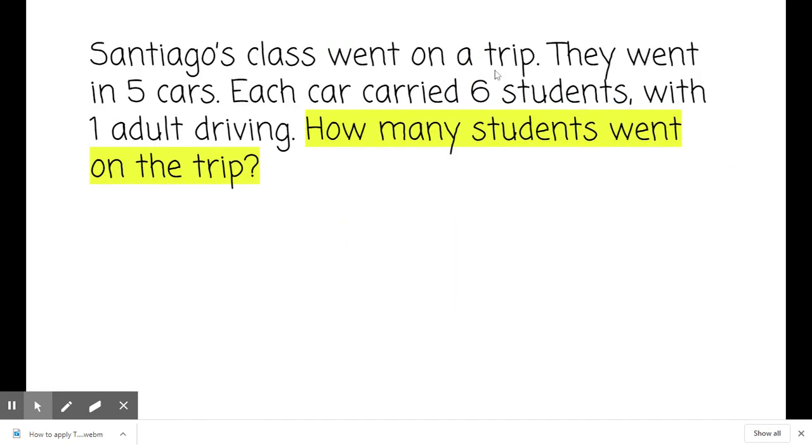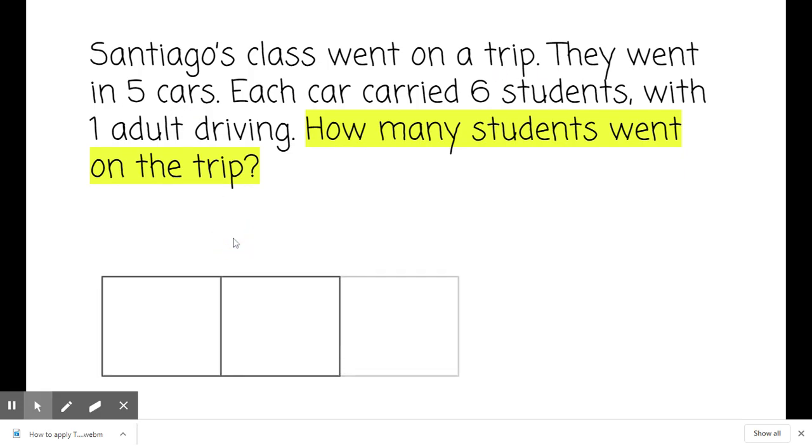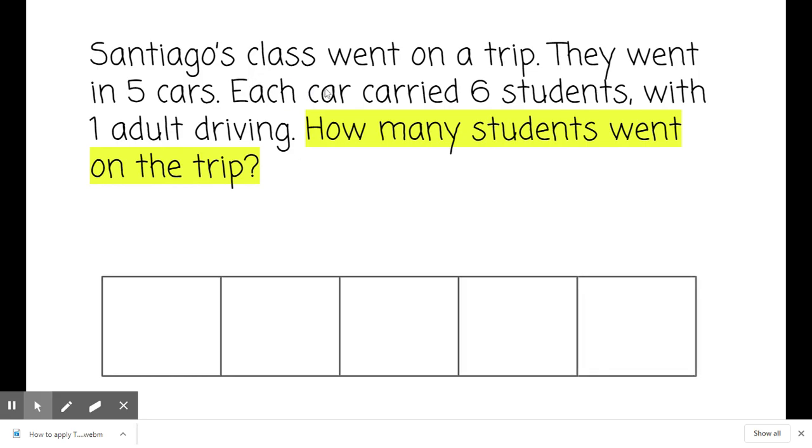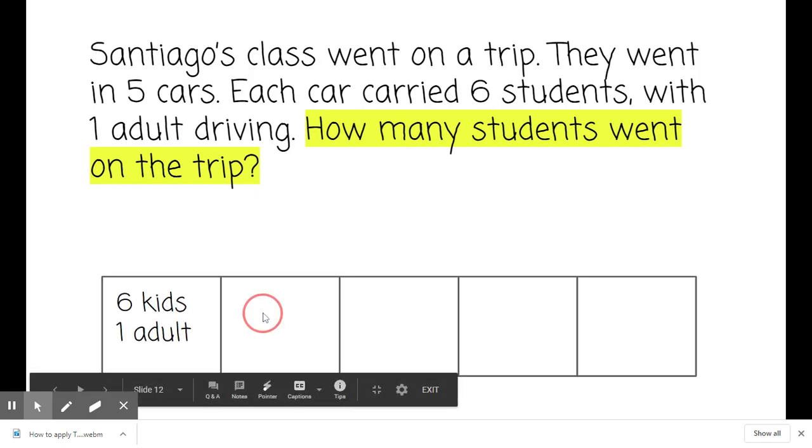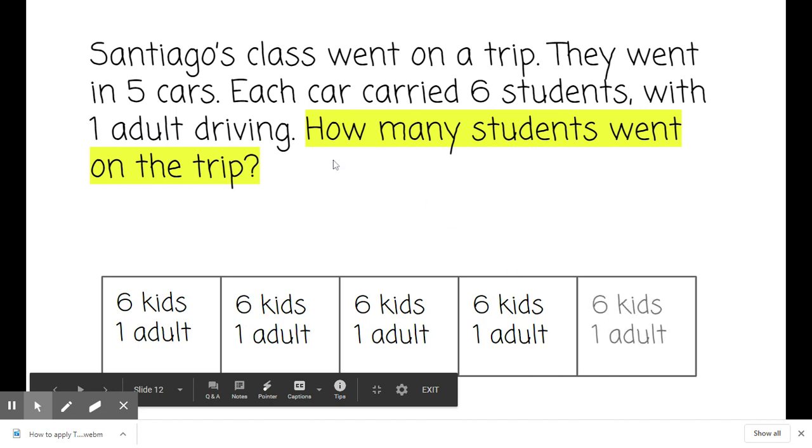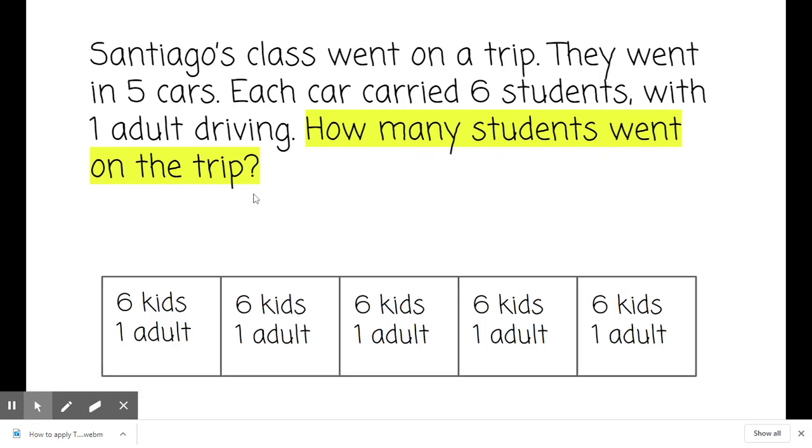Santiago's class went on a trip. They went in 5 cars. We need 5 parts. Each car carried 6 students with 1 adult driving. This car needs 6 kids with 1 adult. They all need 6 kids with 1 adult because it says each car. How many students went on the trip?